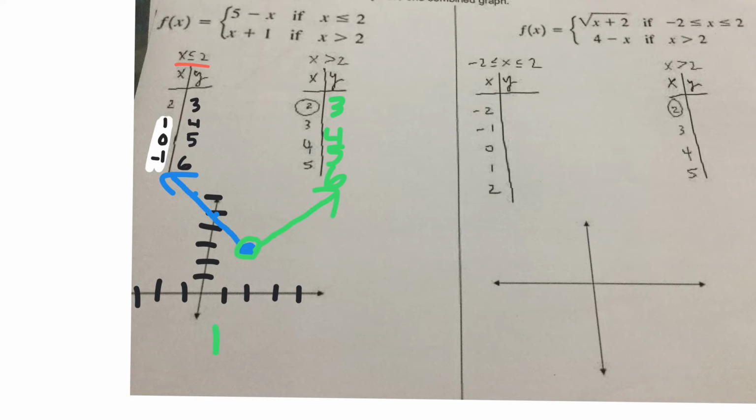Okay, so now what is the domain? So the domain is a list of x values. So I'm looking left to right. There are no gaps in this function. So the domain would be all real numbers from negative infinity to positive infinity.